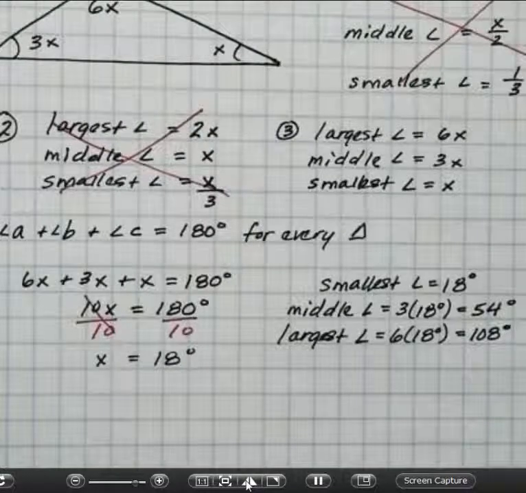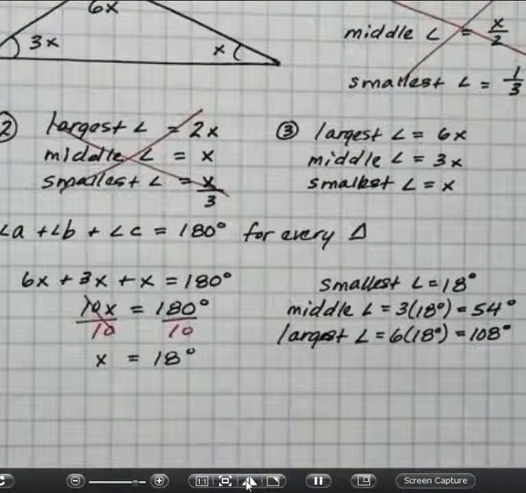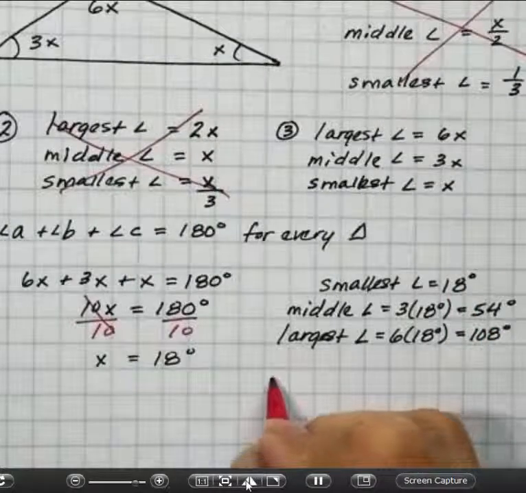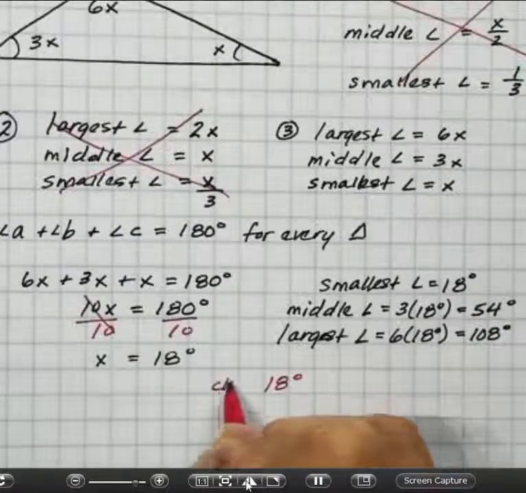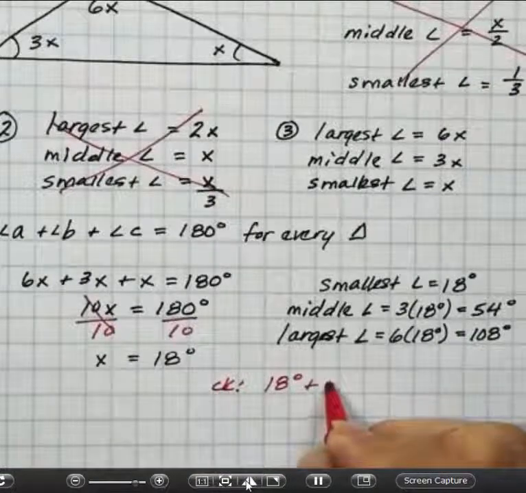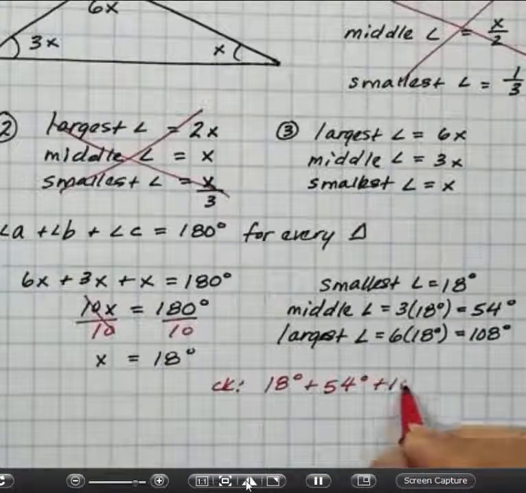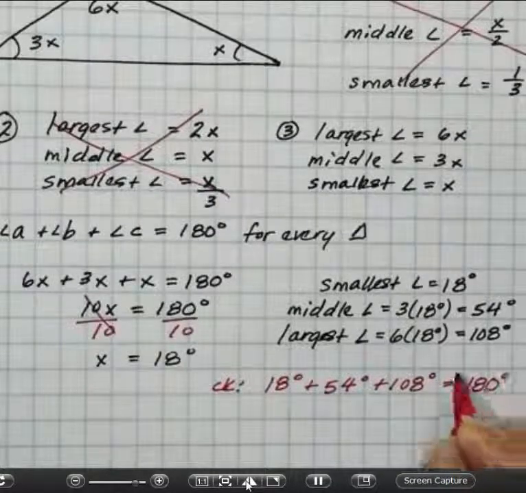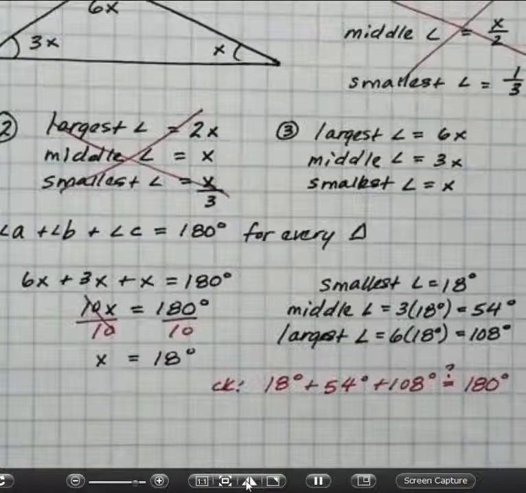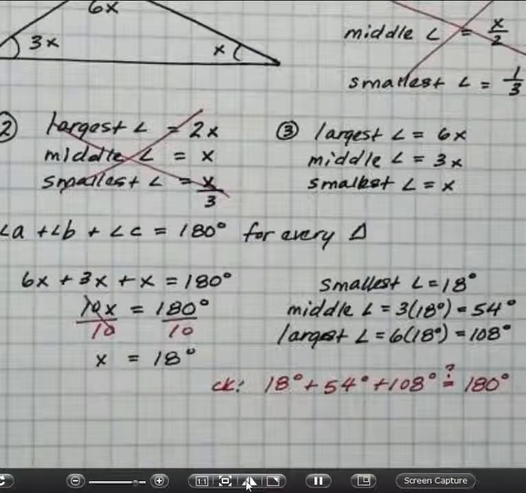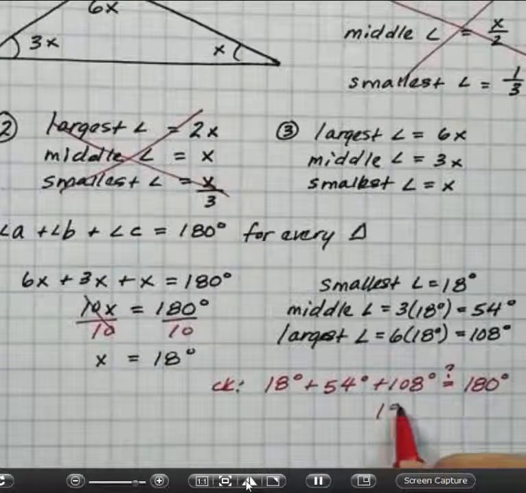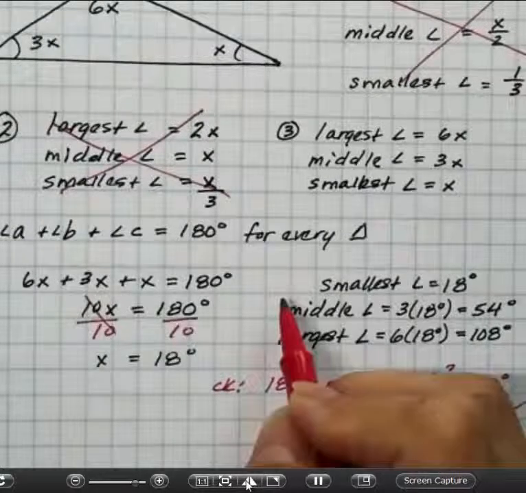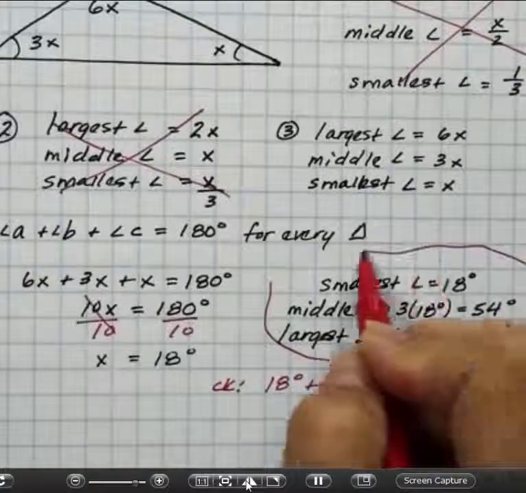Now remember, if you've done this problem correctly, then all these degrees should add up to 180. So does 18 degrees, this is my check, plus 54 degrees plus 108 degrees equal 180 degrees? That's my question. You might want to use a calculator to figure this out. Sure enough, 180 degrees equals 180 degrees. It checks, and this is your answer.